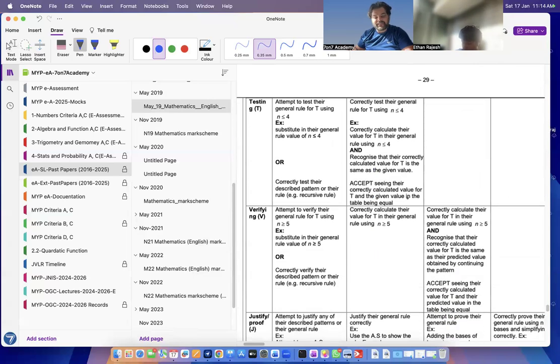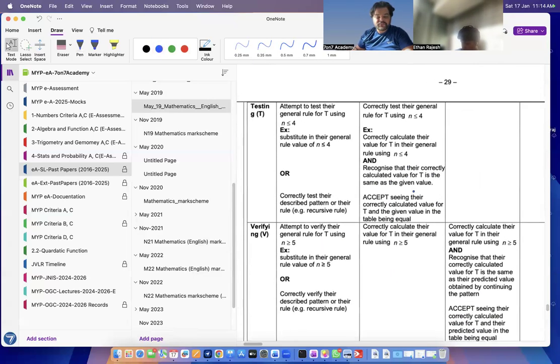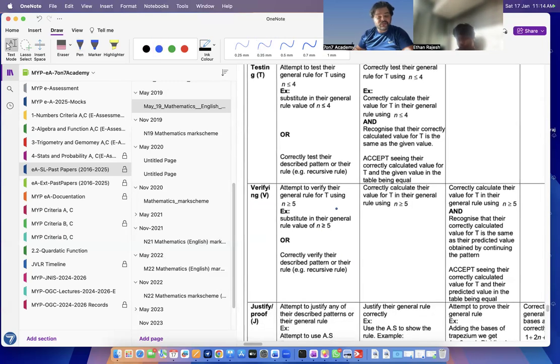Now the test. What will you do for testing? Substitute a given value into the general rule, taking the value from the table only, and do at least 2 because you get 2 marks for that. Substitute the value in the general rule and test it against the table. That is the verification.